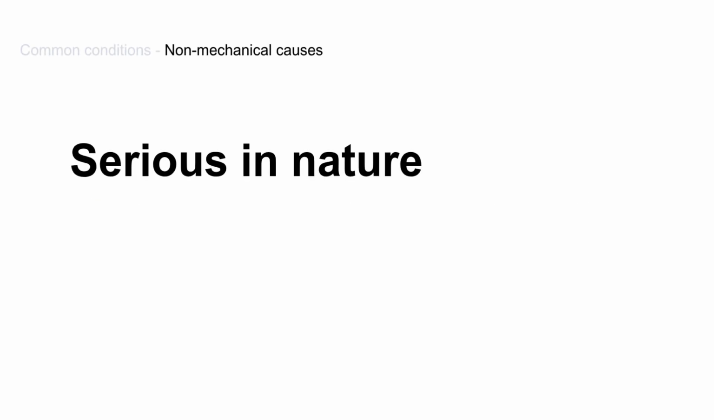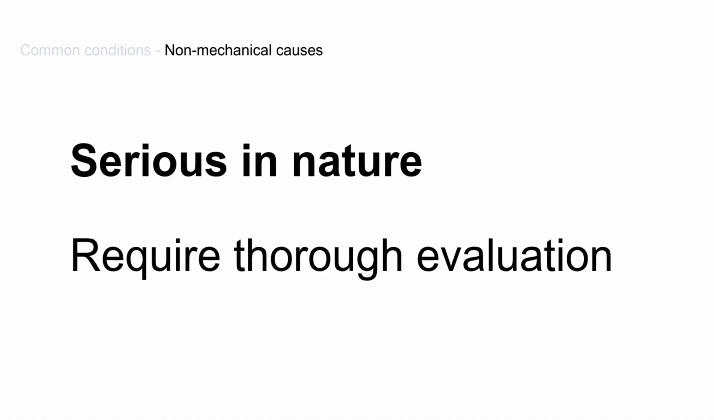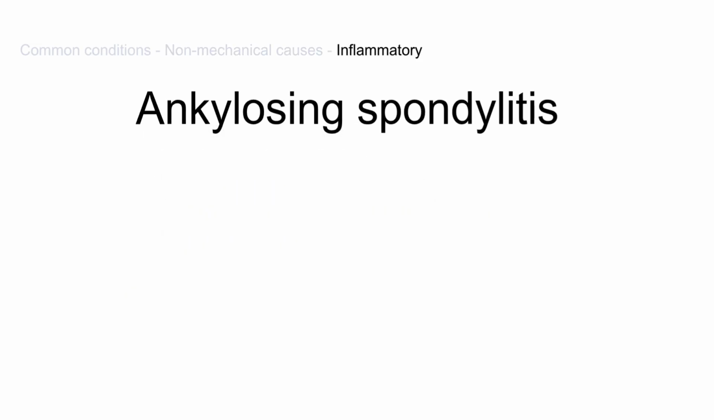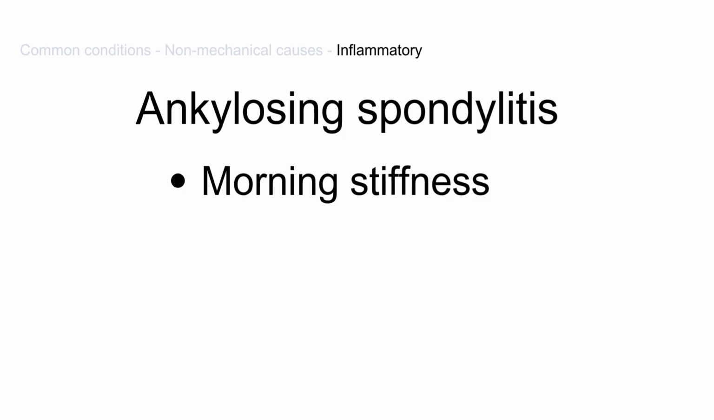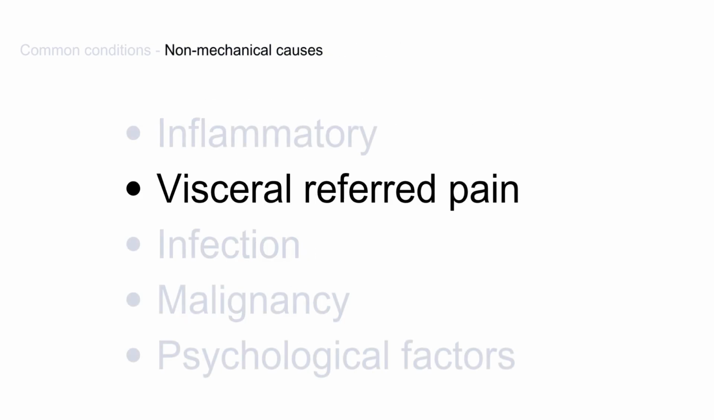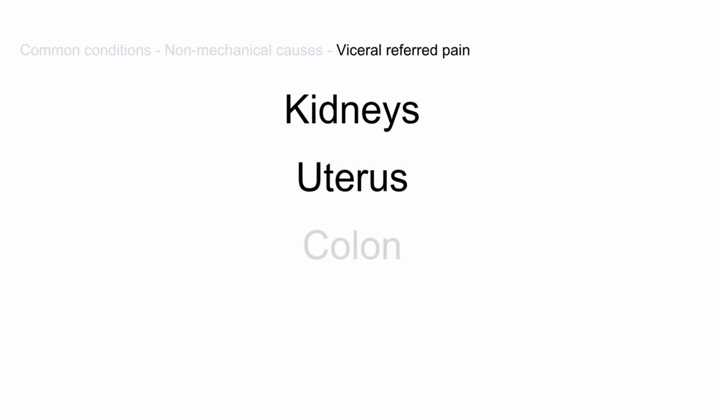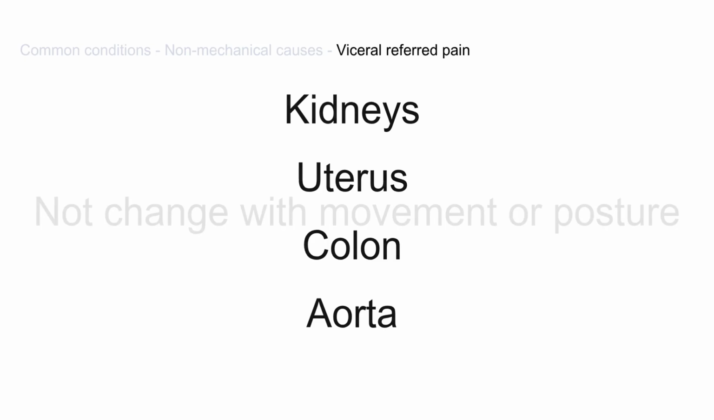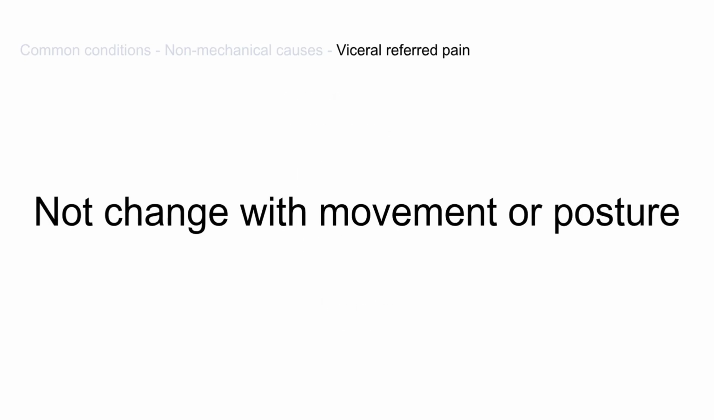Non-mechanical causes. These conditions are often serious in nature and require thorough evaluation to ensure they are not missed. Conditions like ankylosing spondylitis fall into the inflammatory category. Patients often have morning stiffness that improves with activity. They may also have other signs like uveitis or family history. Sometimes, visceral referred pain from the kidneys, uterus, colon, or even the aorta can feel like back pain. This type of pain usually doesn't change with movement or posture.